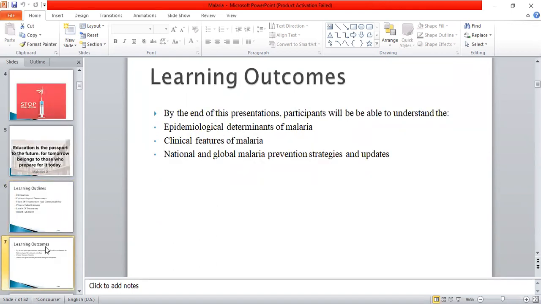Learning outcomes. By the end of this presentation, participants will be able to understand the epidemiological determinants of malaria, clinical features of malaria, national and global malaria prevention strategies and updates.